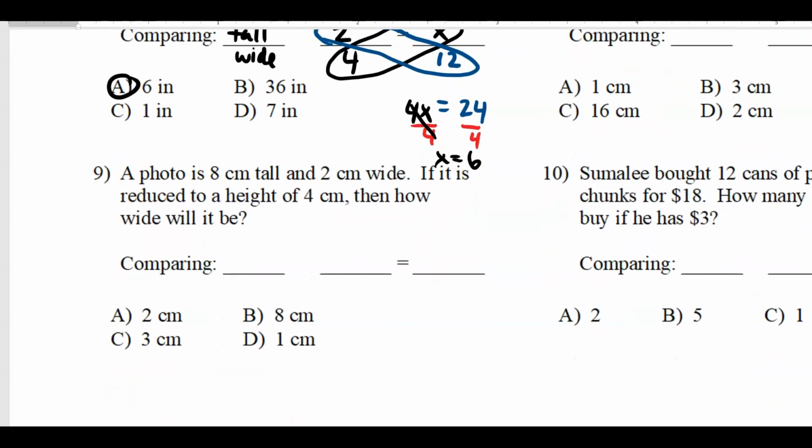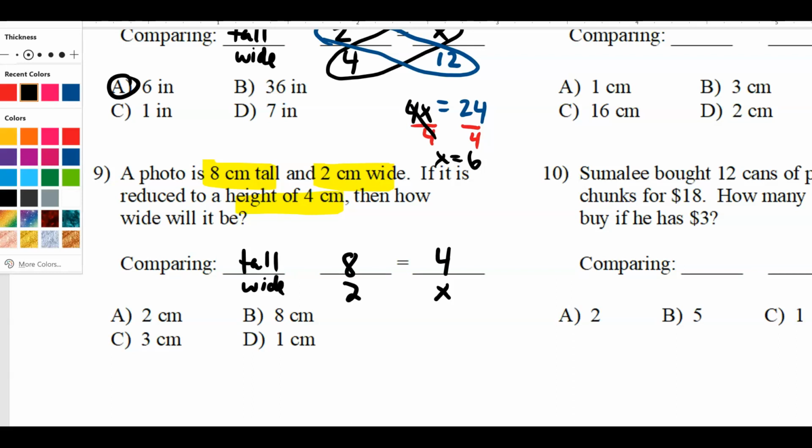And lastly, number 9. A photo is 8 centimeters tall, 2 centimeters wide. If it is reduced to a height of 4 centimeters, then how wide will it be? Again, so what are we comparing? We're comparing how tall something is, how wide it is. And they gave us an initial ratio of 8 centimeters tall to 2 centimeters wide. So 8 on top of tall, 2 on bottom of wide. And then they said if it was reduced to a height of 4 centimeters. So height, does that go with how tall something is or how wide something is? Well, height should go with how tall something is, so that's why it's going to go on top. And then the thing that we don't know, x, is going to go on bottom.